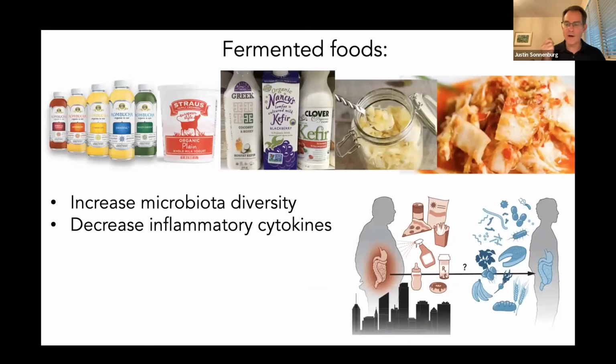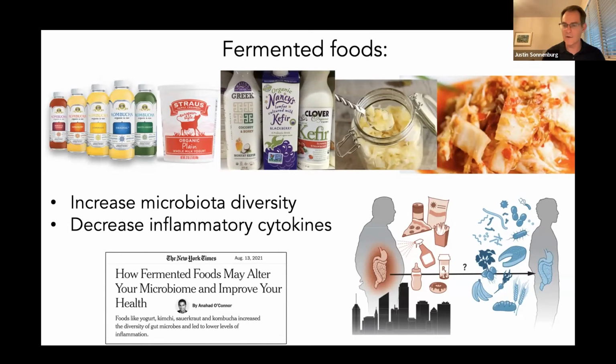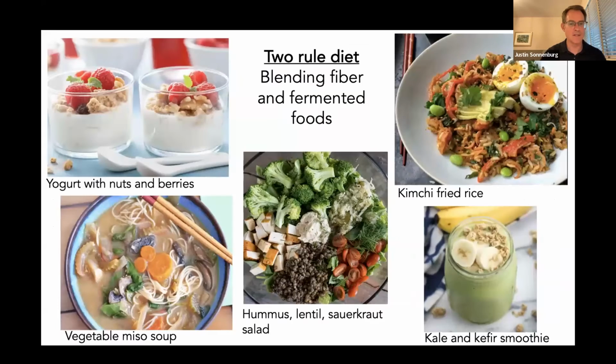And what we saw was an incredible response. We saw increased diversity in the gut microbiome, and we also saw a decrease in inflammatory cytokines and markers of inflammation. So exactly the type of result we would hope to counter the trends we see with industrialization. We'd want to see increased microbiota diversity and decreased inflammation. And if you're interested in learning more about this study, it was written up in the New York Times shortly after it was published in Cell. A wonderful article that covers the key findings of this study.